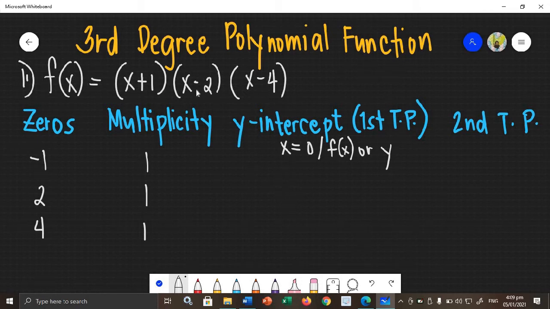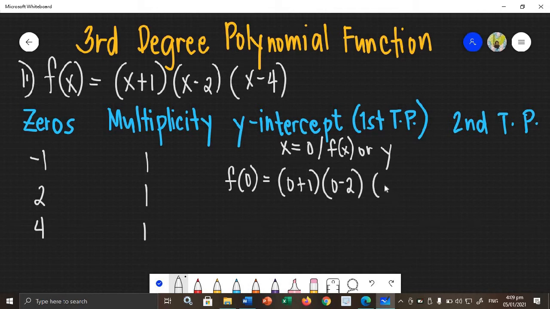So, in this, using this polynomial function, of course, the given, let's assume na yung lahat ng x's dito sa given natin ay equal sa 0. So, this will be f of 0 is equal to quantity 0 plus 1, 0 minus 2, and then 0 minus 4. And then, pakisimplify lang lahat.